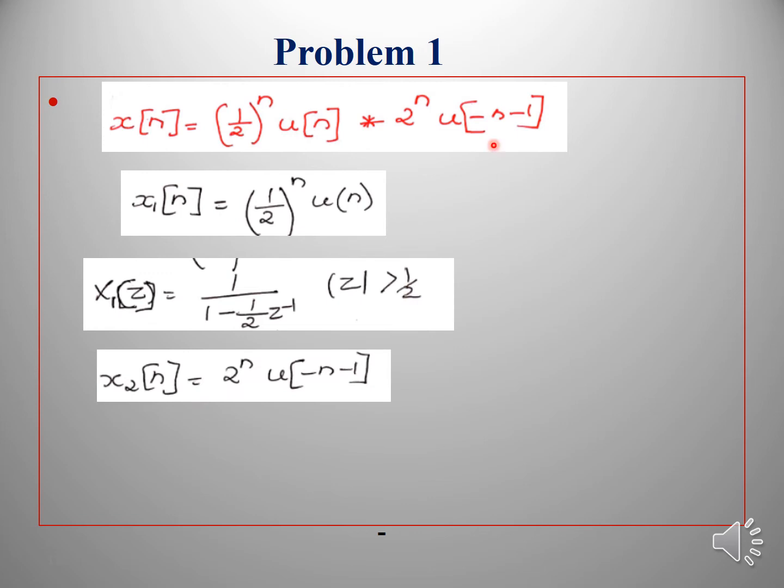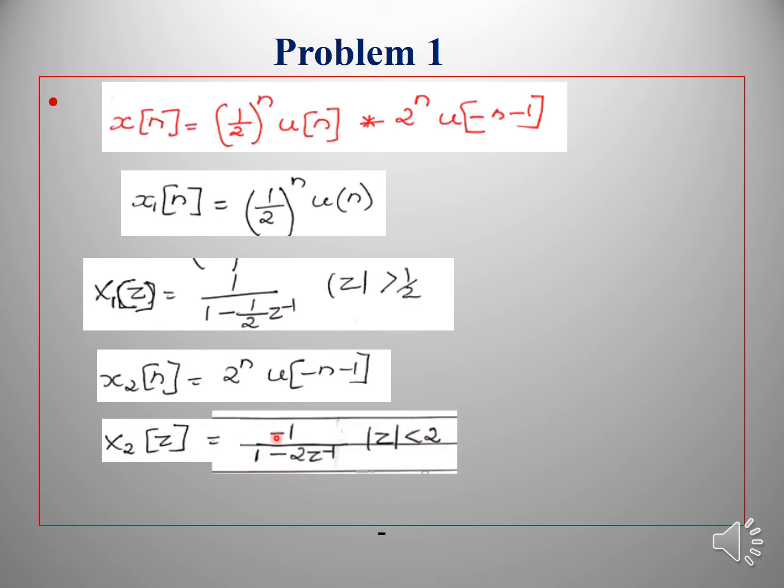The second function is 2 power n u of minus n minus 1. If we designate it as x2 of n, then x2 of z is going to be equivalent to minus 1 divided by 1 minus 2 z power minus 1, modulus of z is less than 2. This has been already considered in the previous video.